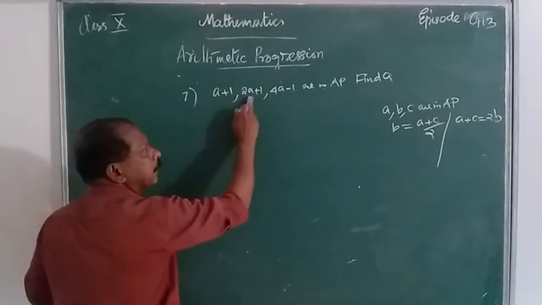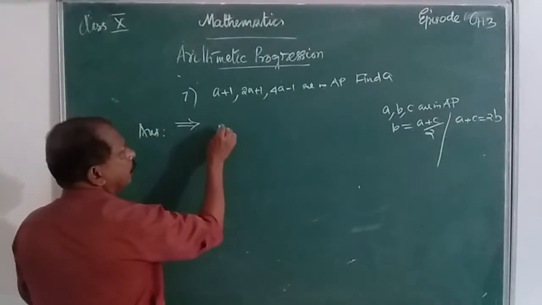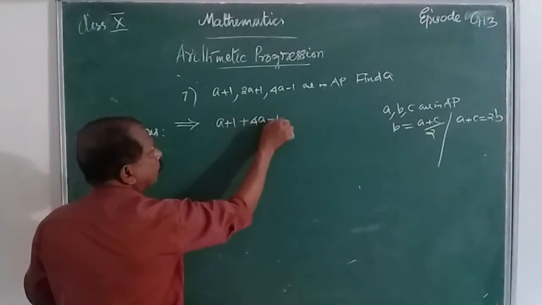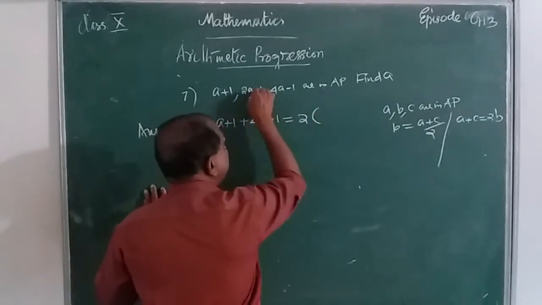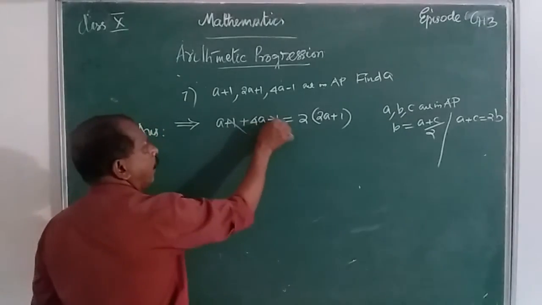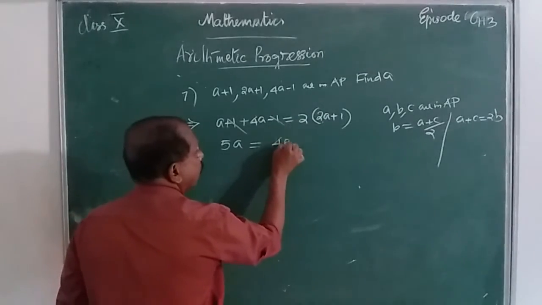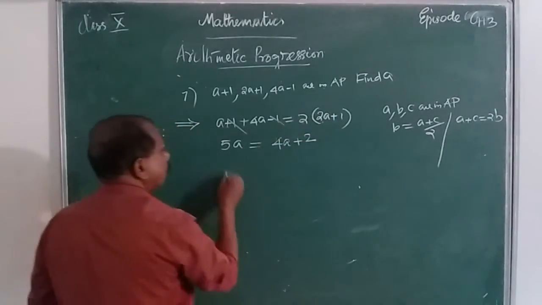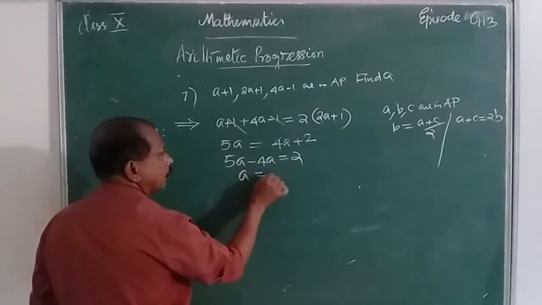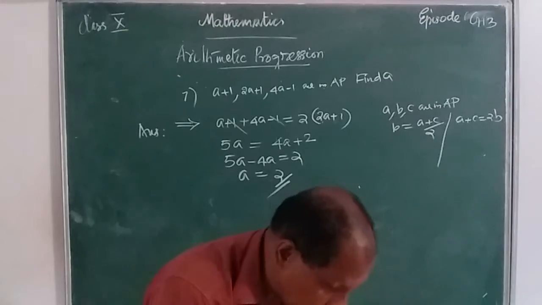Therefore, this is a, this is b, this is c, which implies that a plus 1 plus 4a minus 1 is equal to 2 into b. 1 and 1 cancel. 5a is equal to 4a plus 2 into 1 is 2. That is 5a minus 4a is equal to 2. That is a is equal to 2. That is the question.